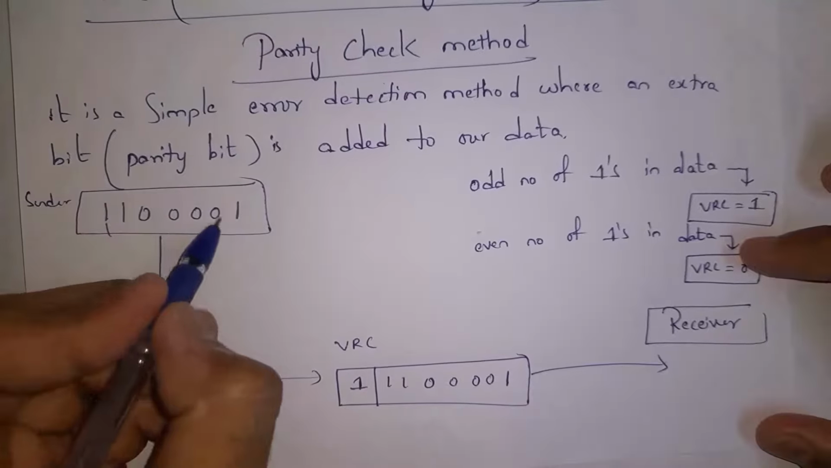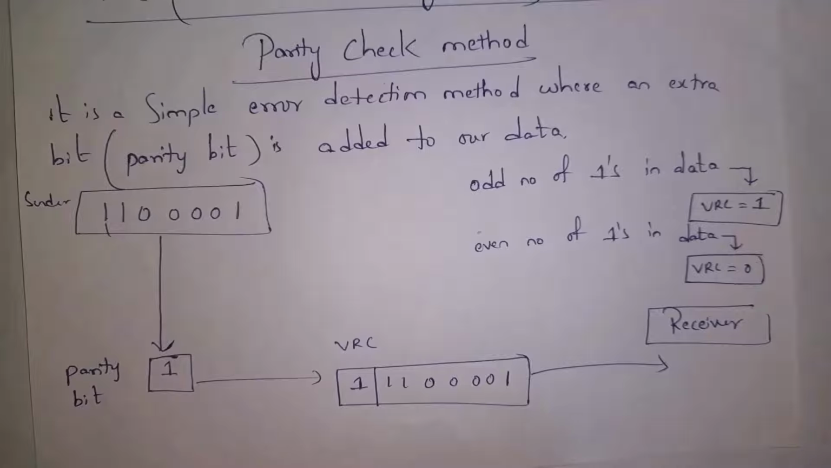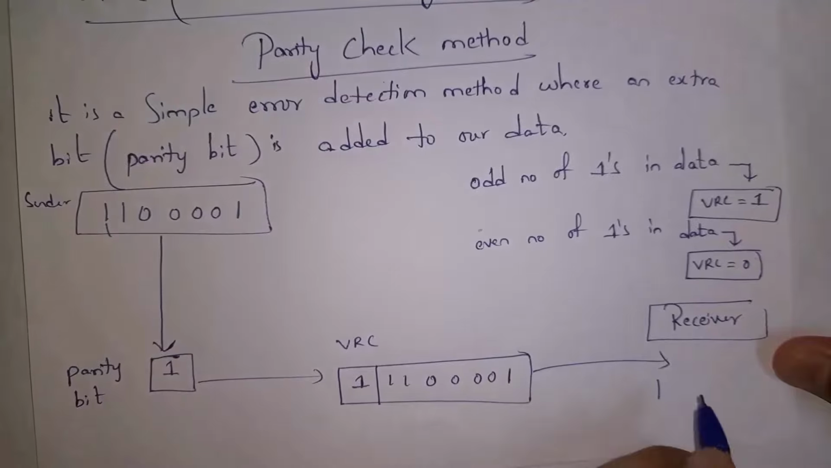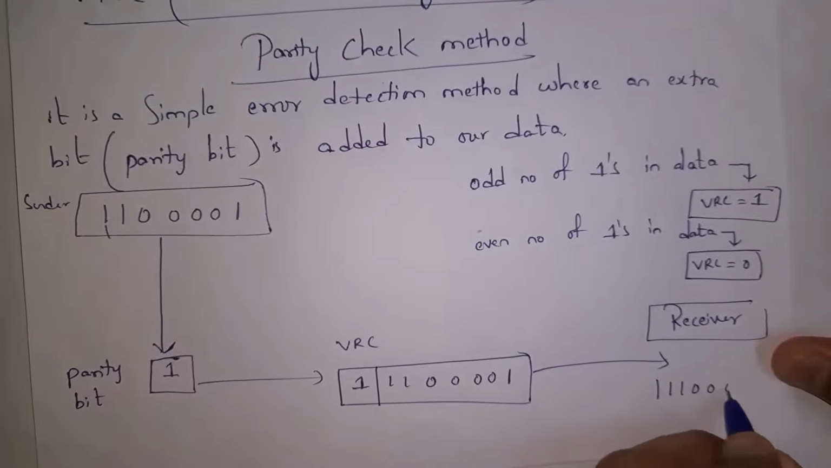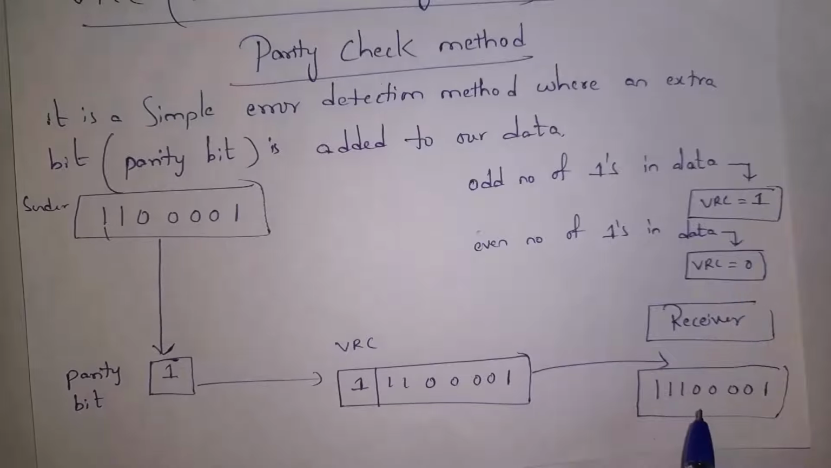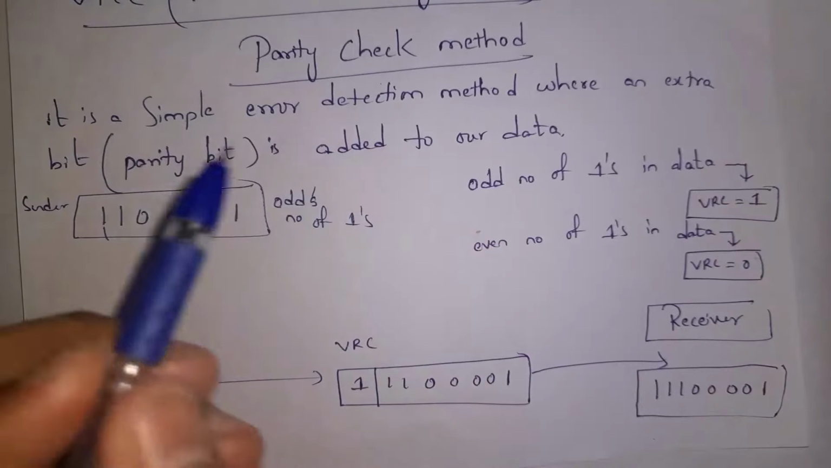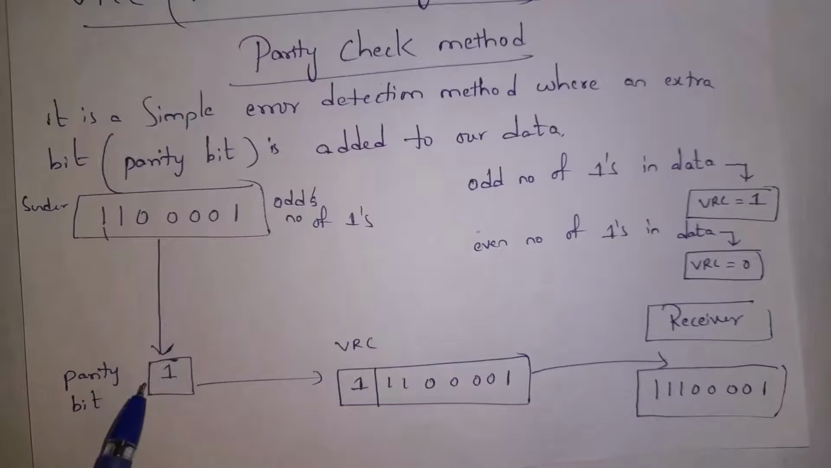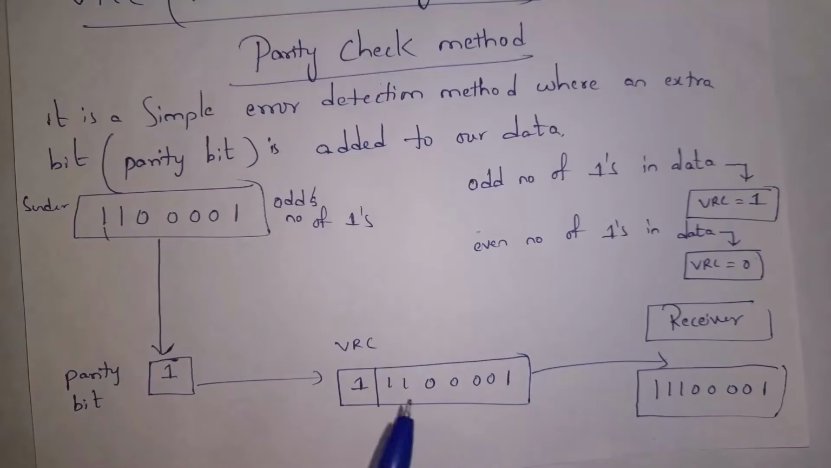This is sender data and receiver will receive data like 1, which is parity bit, and 11000001. This is data which is received by receiver. Now based on this parity bit, receiver will identify whether data contains errors or not. As sender's data contains odd number of ones and we are adding extra bit, that is 1 to our data, as receiver receives both parity bit and as well as actual data.